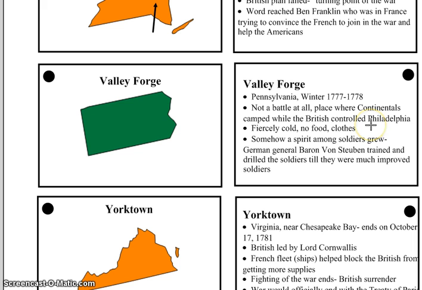The British, you know, by the way, were having a great time in Philadelphia. They had dances and dinners and parties while the Americans were freezing. Fiercely cold, no food, no clothes. In America Rock, you hear them talking about eating the leather of their shoes. Somehow, though, a great spirit among soldiers grew. German General Baron von Steuben trained and drilled the soldiers till they were much improved soldiers and helped keep the American morale up. Remember, feel free to pause as you're writing these down.